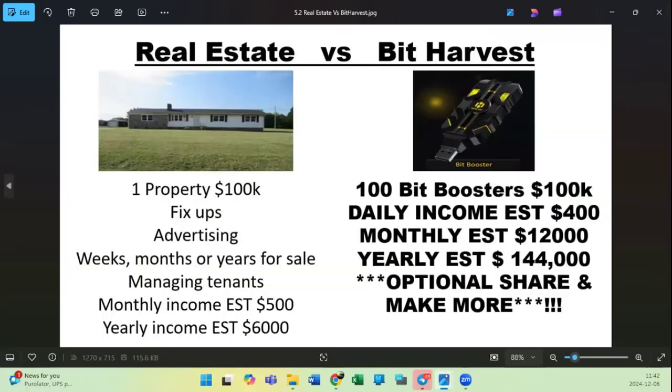I'm going to go on. Let's talk about real estate, because real estate is a really good way to make money. We all agree with this. It's been around for a long time. It's a great way to make money. Okay, let's say I buy a property for $100,000, one property.